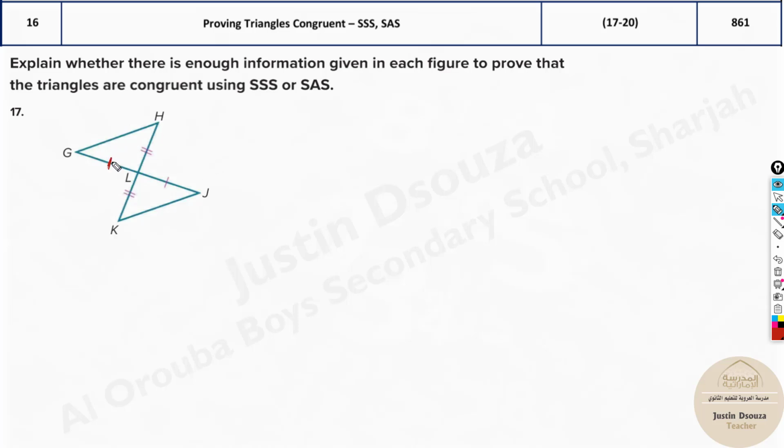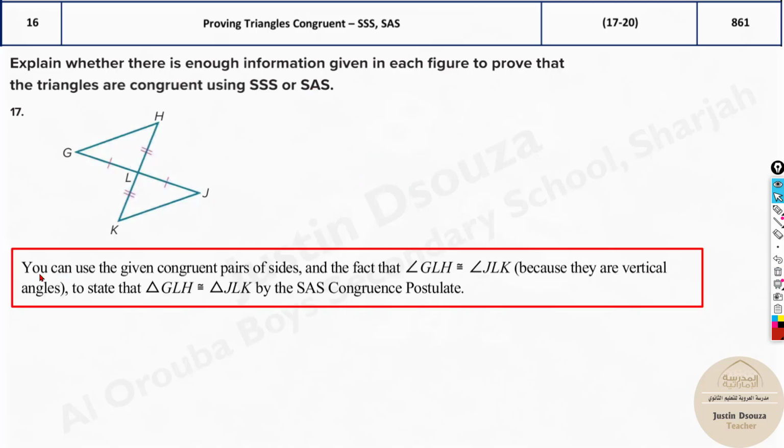You can see they have told us these two sides are equal, and these two are also equal. So can we prove this is congruent with any of these postulates? Yes, if you look carefully, there are vertically opposite angles. These are vertical angles, and they're congruent to each other. So you have S, A, and S. So yes, they are congruent. Now let's see the sample answer.